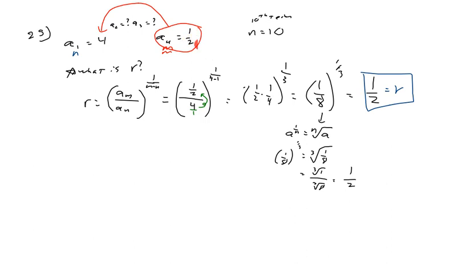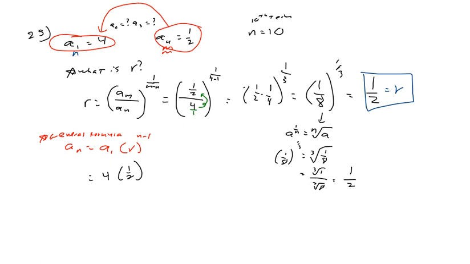If you don't like to do it brute force like that, nothing wrong with that, you can use our general formula. We know the general formula. We have a_n is a1 times r to the n minus 1. Well, I know what a1 is. a1 is 4. I know what r is. It's 1/2. So if I take this equation, I'm going to get 4 times 1/2 to the n minus 1.